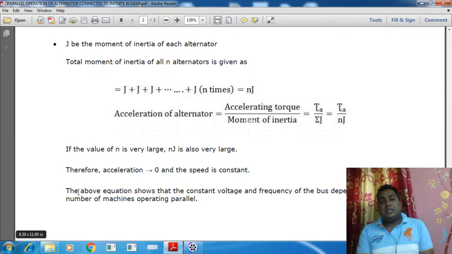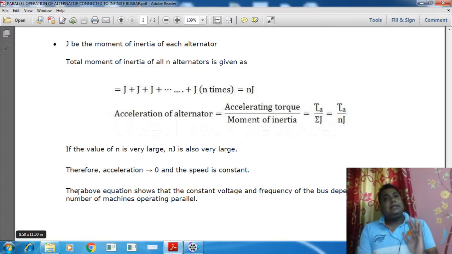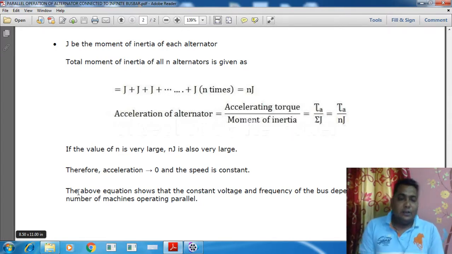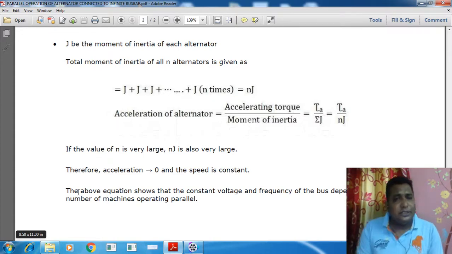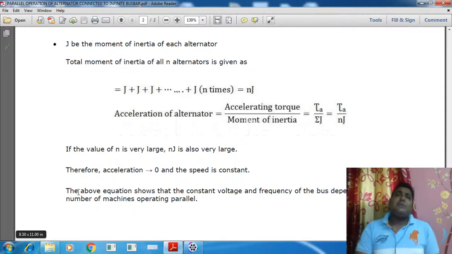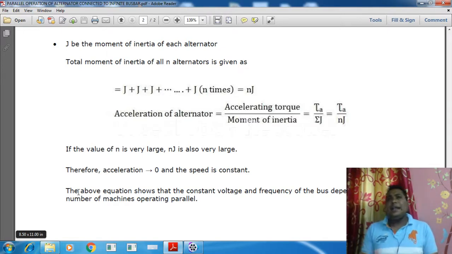For a particular machine, p is always fixed, and 120 is a constant term. So if n is a constant term, then we can say that the frequency will remain constant as the speed is remaining constant. So we can say that when an alternator is connected to an infinite bus bar, the voltage and frequency remain constant. This is all I have to say about this particular topic. Okay, thank you.